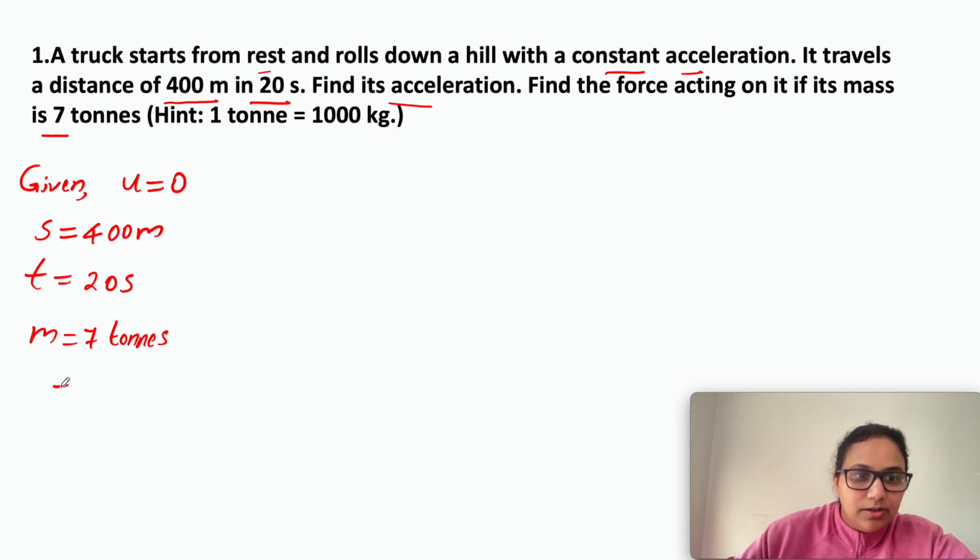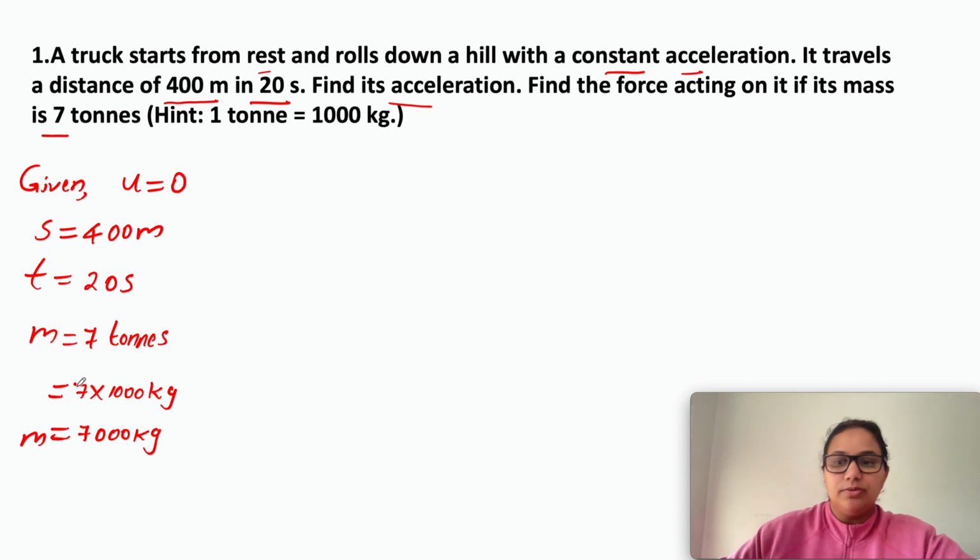So you need to convert 7 tons into kilogram. 7 into 1000 kilogram gives 7000 kilogram. So mass is equal to 7000 kilogram. We have to calculate the acceleration. Then we also need to find the force.